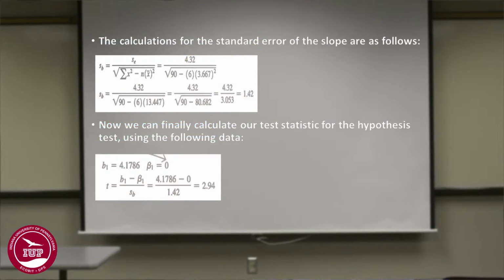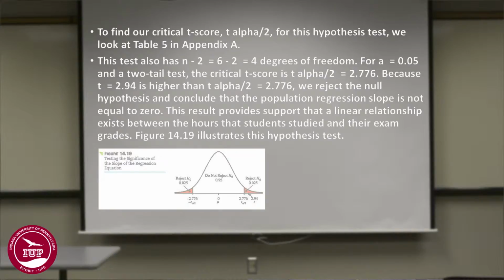The calculation for the standard error of the slope is shown as follows. Now we can finally calculate our test statistic for the hypothesis test using the following data. To find our critical t-score, t alpha divided by 2, for this hypothesis test, we look at table 5 in Appendix A. This test also has n-2, or 6 minus 2, equal to 4 degrees of freedom.